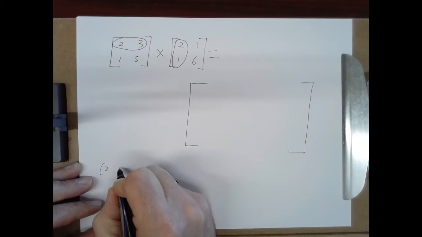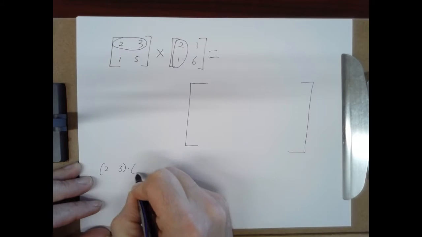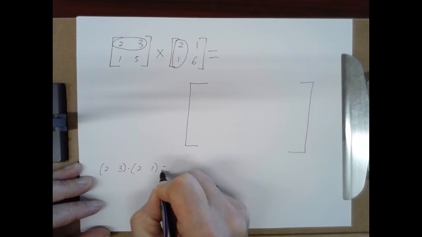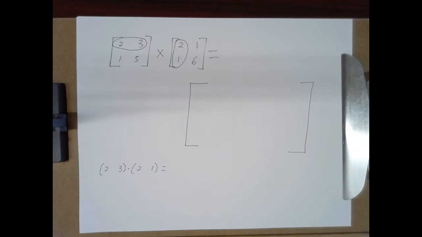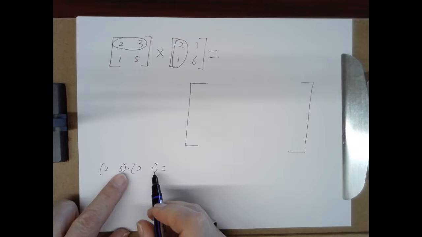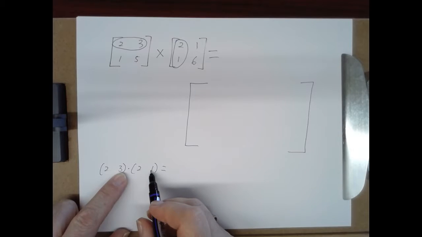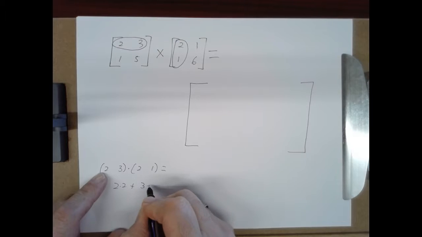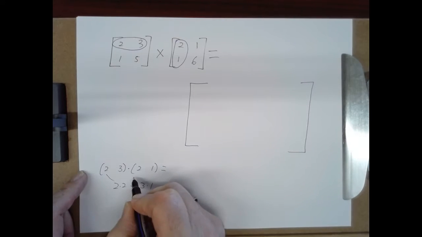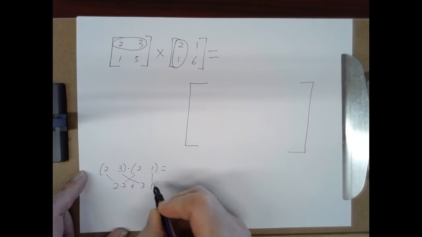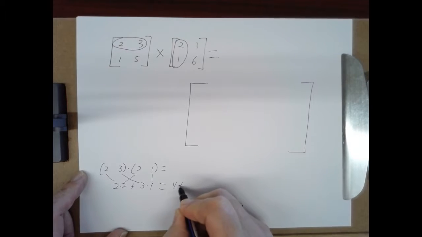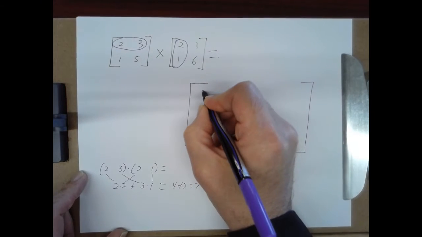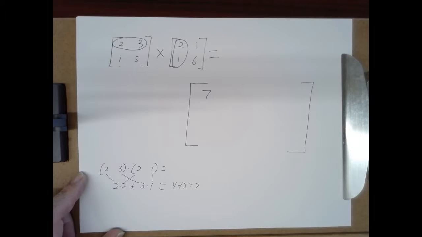So 2, 3, dotted with 2, 1. And dot product just means multiply the first elements, multiply the second elements, add them together. So 2 times 2 plus 3 times 1. So that's the 2 and the 2, that's the 3 and the 1. 4 plus 3 equals 7. That's your first element.